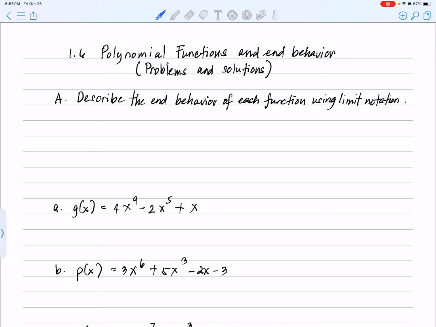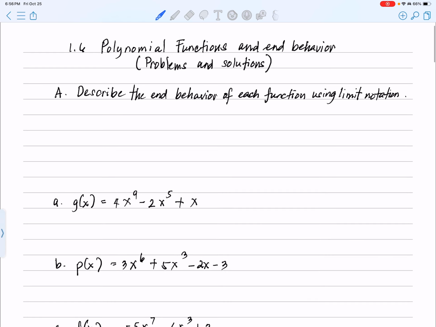Welcome to Matematika. Today we're going to do problems and solutions of 1.6 polynomial functions and end behavior. The first set is asking you to describe the end behavior of its function using the limit notation. Before doing this, we have to write down the summary of what is going to happen with respect to the degree and leading coefficient as our guide when we do describing the end behavior.